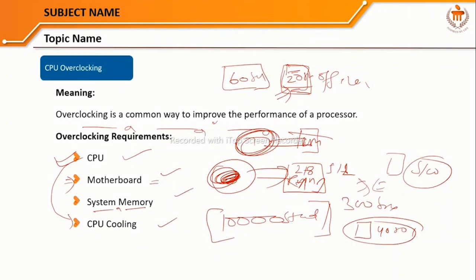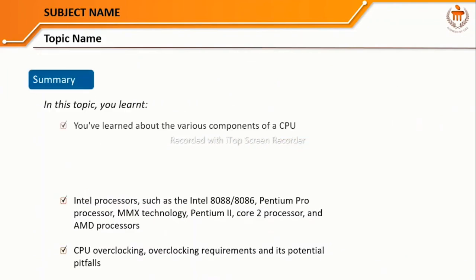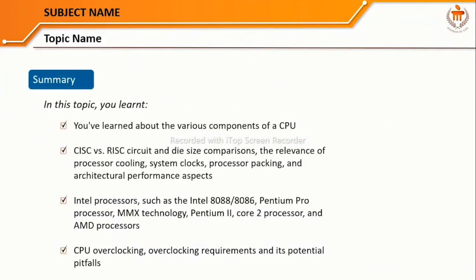There are 4 components to manage the overclocking. Why are we doing the overclocking? Because we want greater efficiency of the systems. So students, we have discussed a lot of things in this topic, and I hope now you are able to understand CPU working performance.